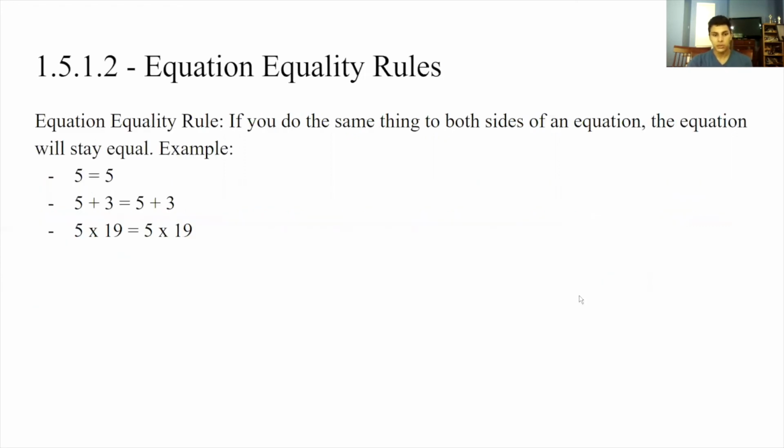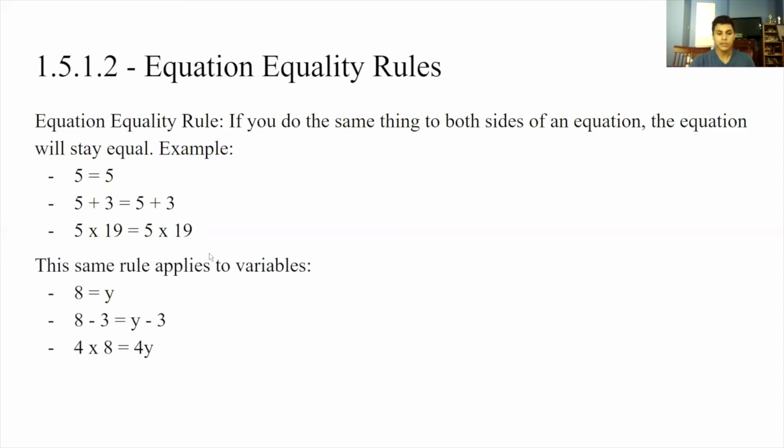So before we talked about isolating the variable, we went over a few algebra basics and how to use algebra in equations. And so the first was the equation equality rule, which says that if you do the same thing to both sides of an equation, the equation stays equal, which is extremely important for all algebra purposes. And then we had a few examples here where we started with 5 equals 5, and then we added 3 to both sides and multiplied by 19 on both sides, and the equation stayed equal.